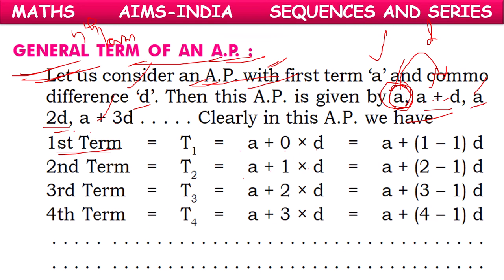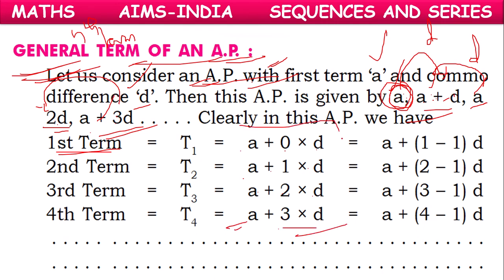And the third term we get by adding D to the second term, A plus D becomes A plus 2D, can be written as A plus 2 into D. And the next term we get by adding D to the previous term, A plus 2D plus D, A plus 3D, can be written as A plus 3 into D.